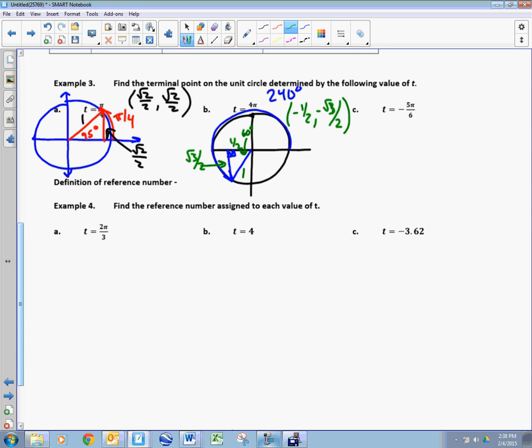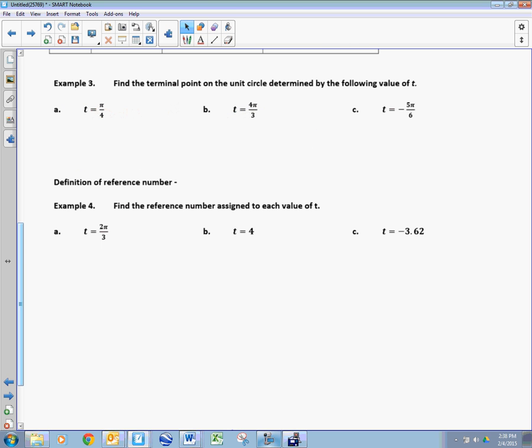Okay, let's add in a negative problem. So on your assignment yesterday, you had some negative ones. You're wondering what to do for that. Negative just simply means we rotate in the opposite direction.